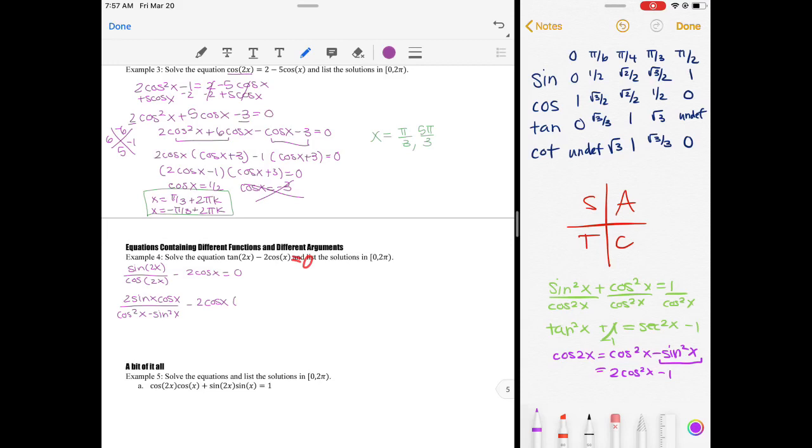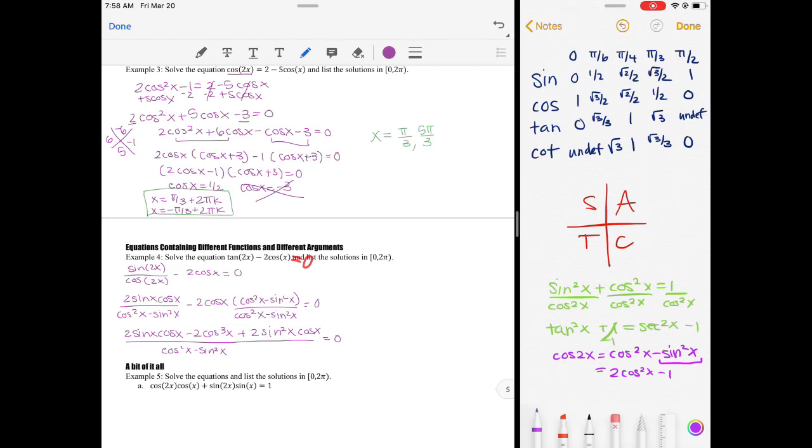The problem is I usually want to make this one fraction to solve. So I'm going to multiply both this by cosine squared x minus sine squared x on the top and bottom such that they will have a common denominator. Okay, still equals 0. So as I look at the top, I get 2 sine x cosine x minus 2 cosine cubed x plus 2 sine squared x cosine x, all over cosine squared x minus sine squared x equals 0.